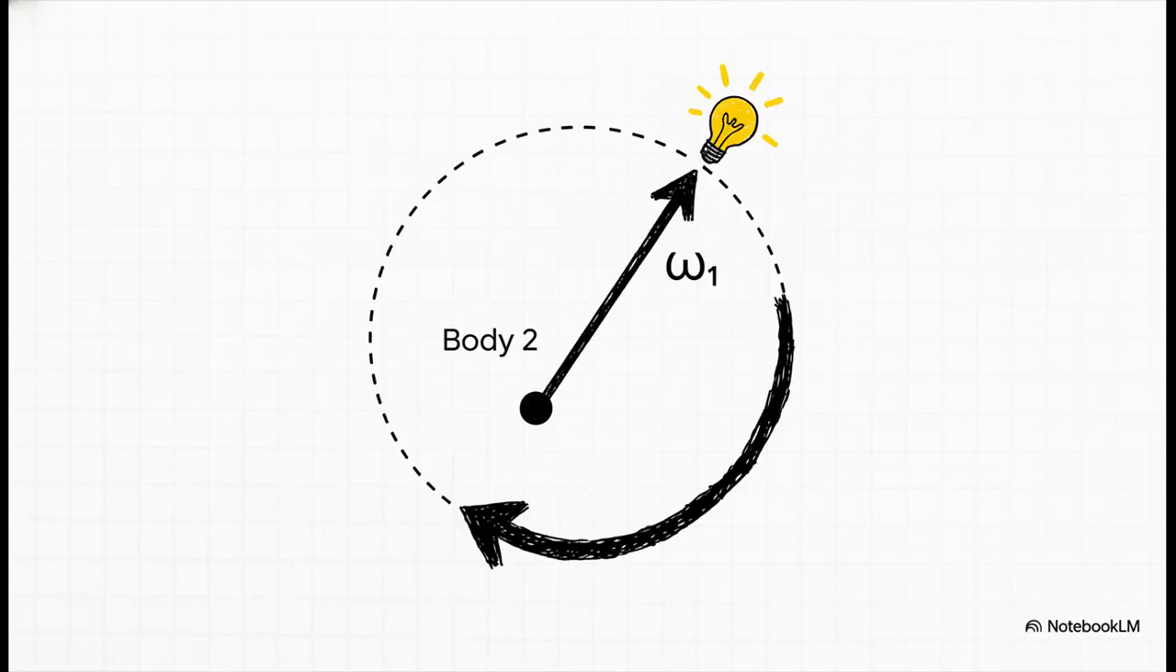Remember our thought experiment? From the spinning perspective of body 2, that omega-1 vector, its length isn't changing, but its direction is. It's constantly rotating. And you have to remember, velocity is a vector. It has magnitude and direction. So a change in direction is an acceleration, period, just as much as a change in speed.